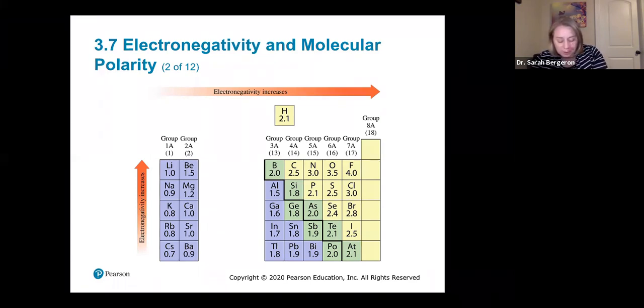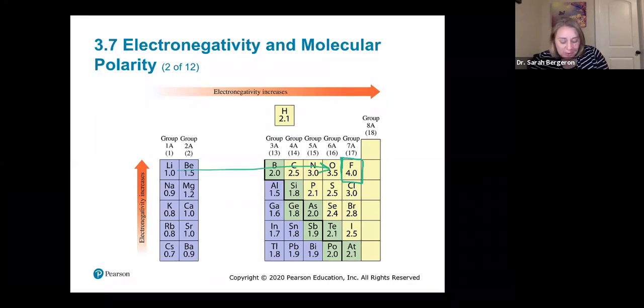So if we look here at fluorine, fluorine has the highest electronegativity value on the entire periodic table. It is 4.0. That's the highest you're going to get. This is the element that wants electrons the most. Will take electrons from anybody. So I call fluorine the floozy because fluorine will take electrons from anyone. And so as we get closer to fluorine, right, our electronegativity will increase.